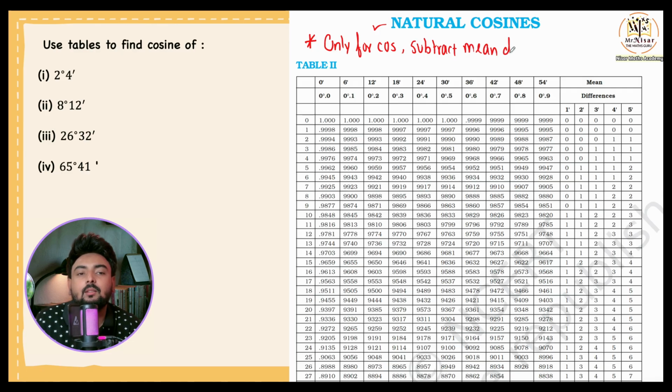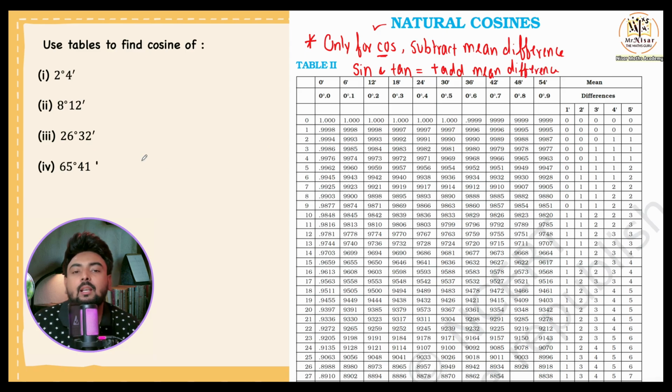See, in our syllabus right now we have sine, cos, tan. So only for cos you have to subtract mean difference. It means what? For sine and tan, what do we have to do? For sine and tan you have to add mean difference. These two are the most important points which I have written here. Remember this.